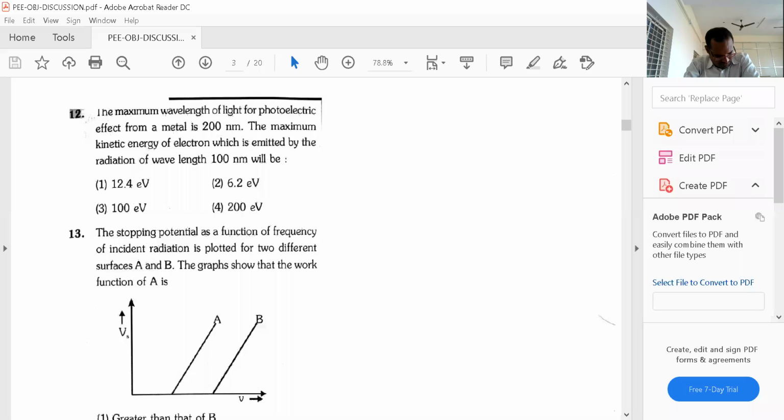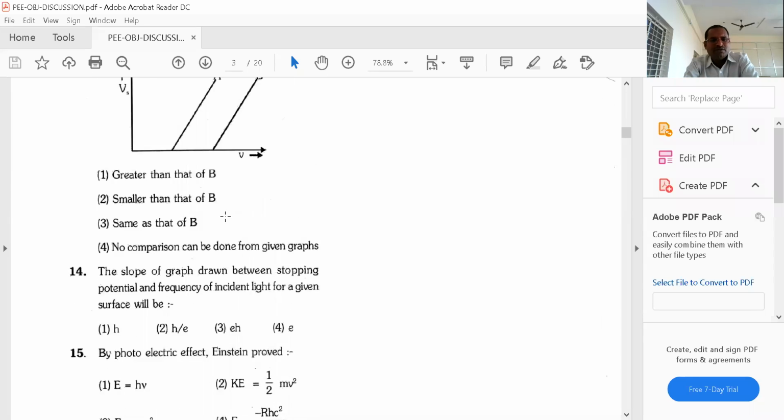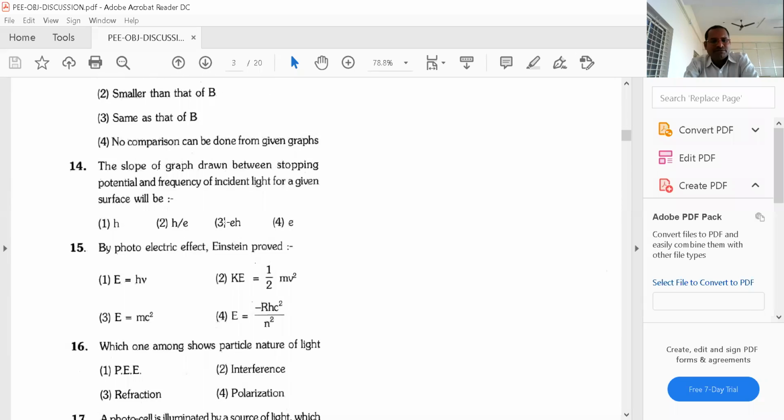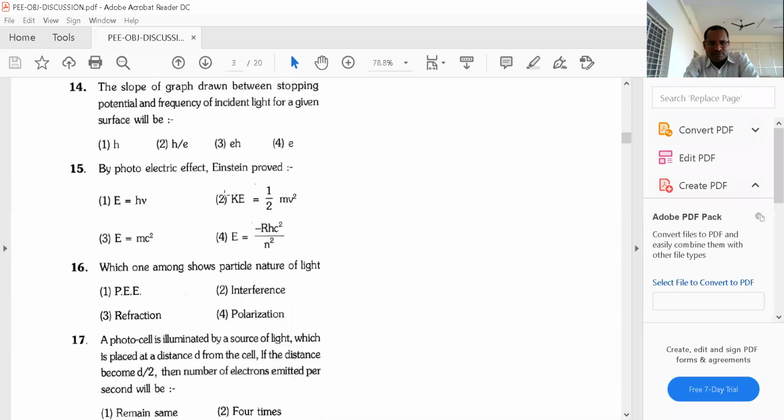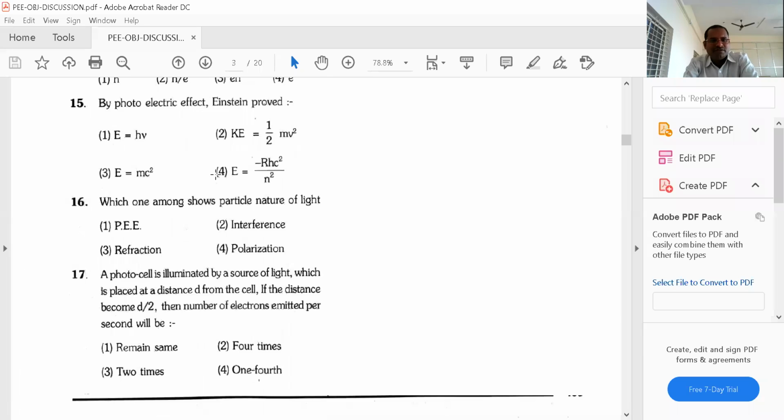So in the previous class, I think the 14th question is over, no? The 13th is over, the 14th also over, the 15th also over. For the 15th question, by the photoelectric effect, Einstein proved that E is equal to h nu. This he has proved. Okay? So let us go to question number 17.